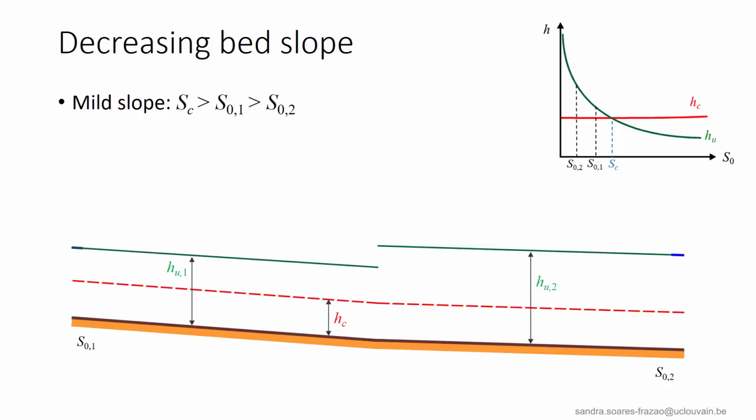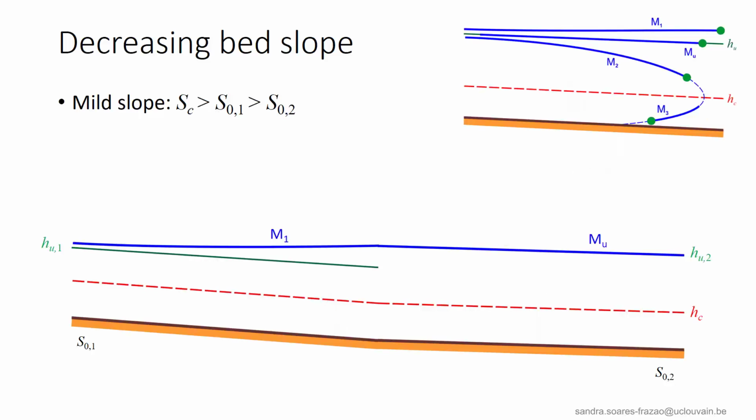After the increasing bed slopes, we can now analyze the cases of a decreasing bed slope in the same way. Let us first consider a mild slope that becomes even milder. This means that HU2 will be larger than HU1. Both bed slopes S01 and S02 are smaller than the critical slope SC, in such a way that we will have only M-type profiles.